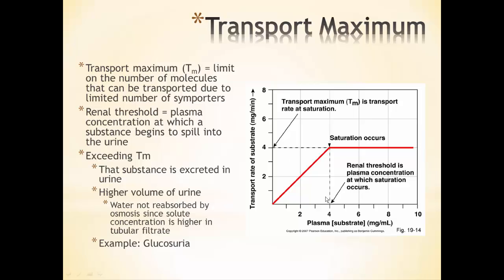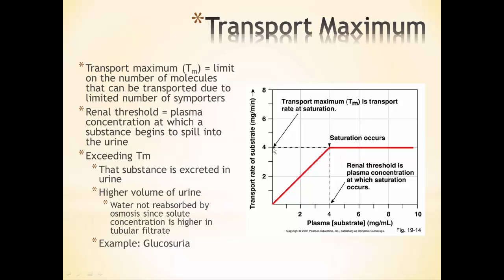That concentration of cars, or in this case, the concentration of glucose, at which we reach what's called our transport maximum, is called the renal threshold. Okay, again, renal threshold is the plasma concentration at which a substance begins to spill into the urine. In other words, any concentration higher than that, so if I have more glucose than this 4 milligrams per milliliter in this example, then I can't transport them any faster.